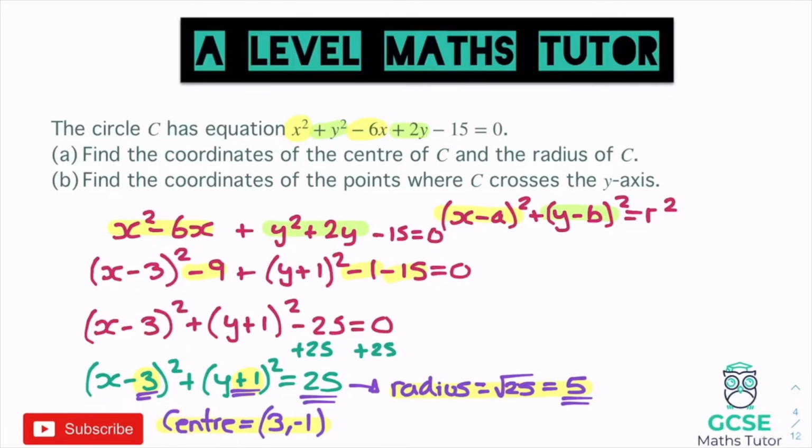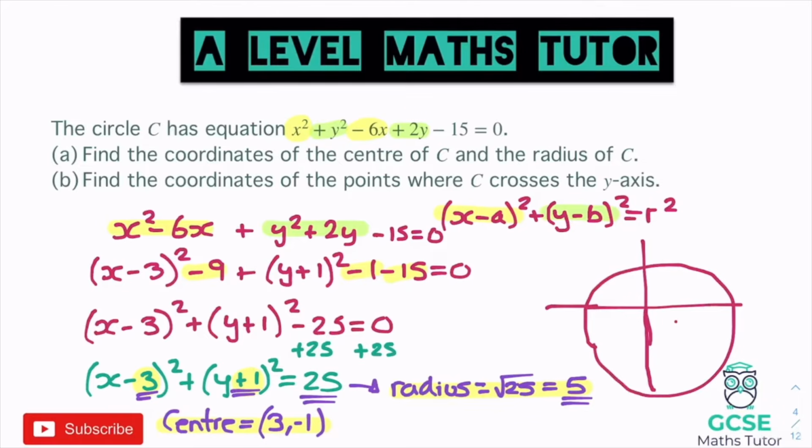Now the second part here says find the coordinates of the points where C crosses the y-axis. In terms of actually thinking about this logically, in terms of a coordinate graph, if we had a circle, let's think about what this would look like. The centre is at 3, minus 1, which is somewhere there. And if I was to draw a circle in, which I don't really like doing on the screen because it's not the easiest to draw, it would look something like that if I was to draw a basic sketch.